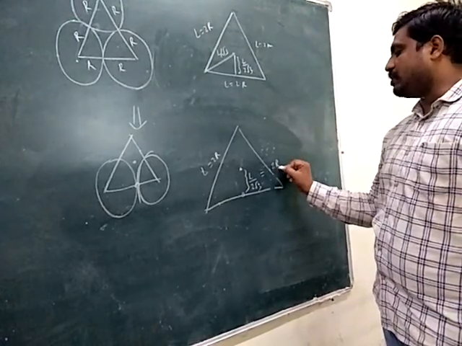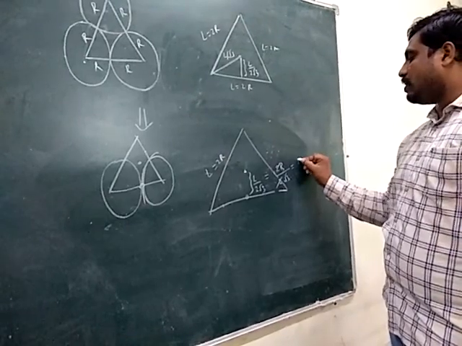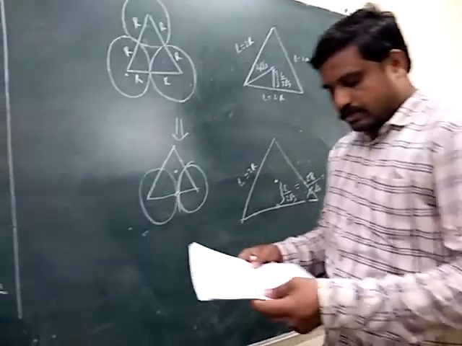Here the right side length is 2r by 2√3. The 2 cancels, and finally we get r/√3. Okay, next problem we discuss another model. Seventh problem.